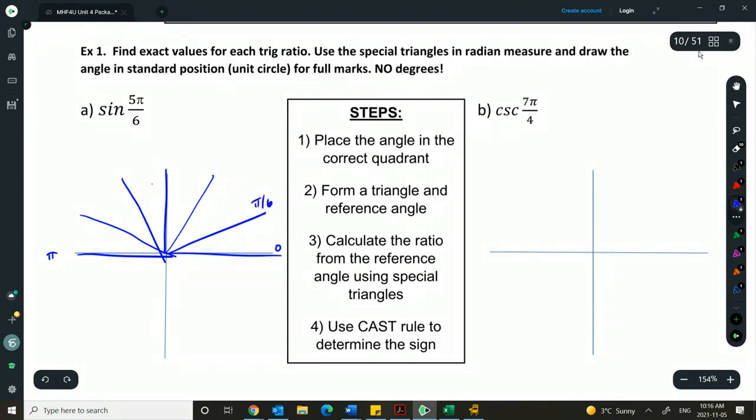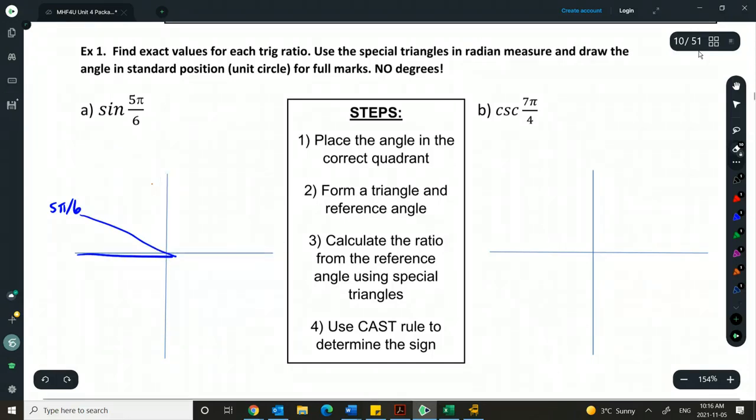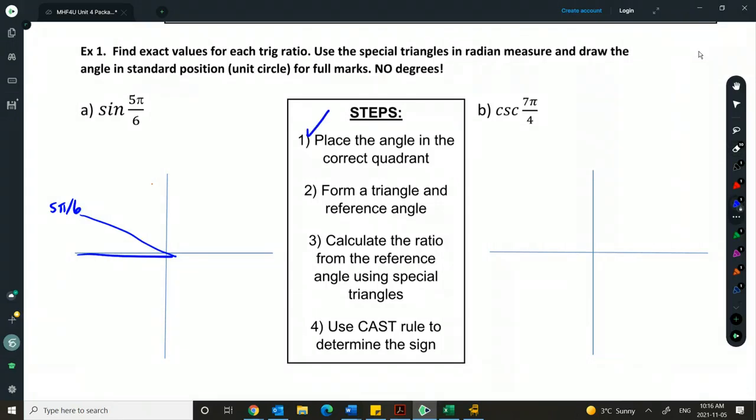So if I counted up by pi over 6s, I would find that I have 5 pi over 6 over in this location right here. That's what I'm interested in. I just wanted to show you the counting process, but I don't really need these other things here. I'm interested in 5 pi over 6, and so now I've placed the angle in the correct quadrant. Another way that you can place this is to switch 5 pi over 6 into degrees, and then think about it in terms of degrees, just for placing it properly. So it'd be equivalent to 150 degrees.